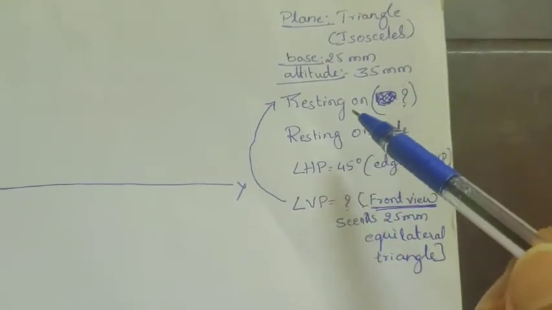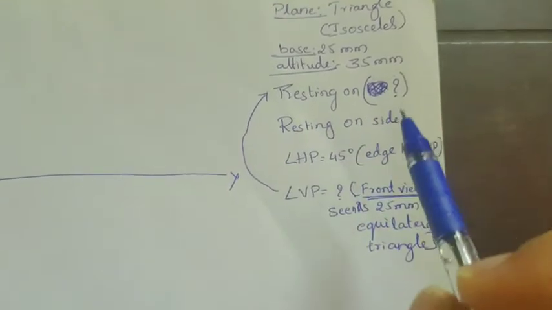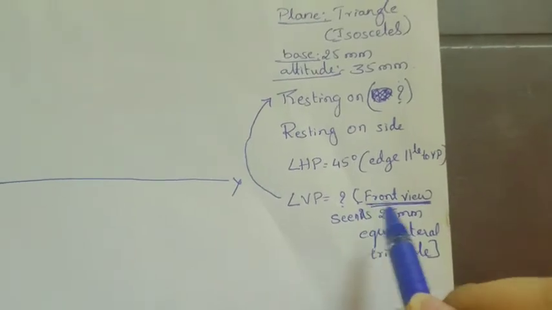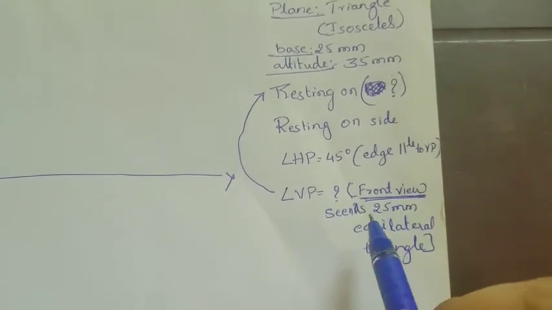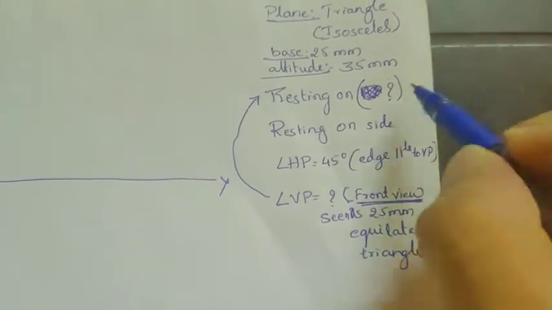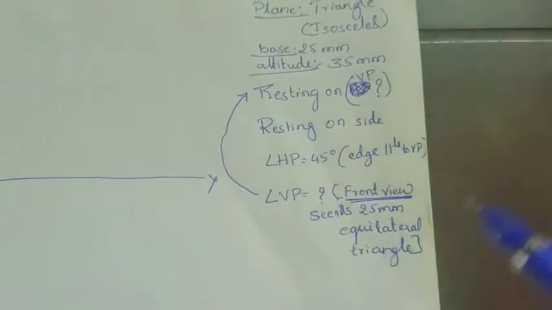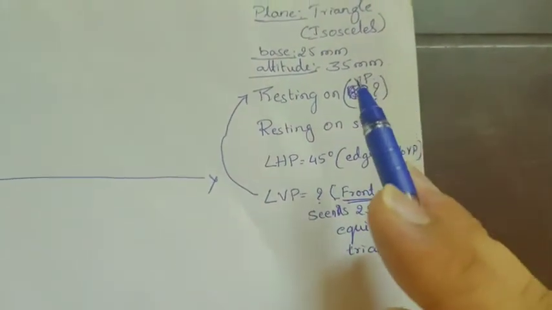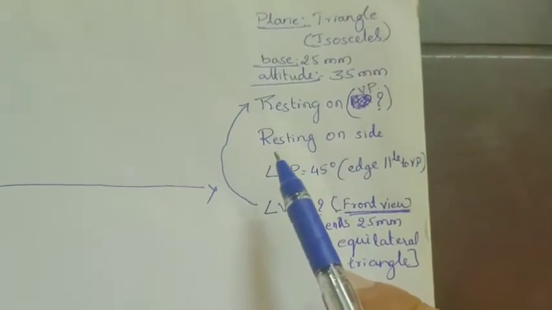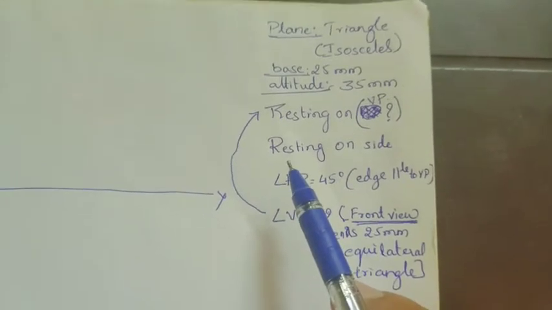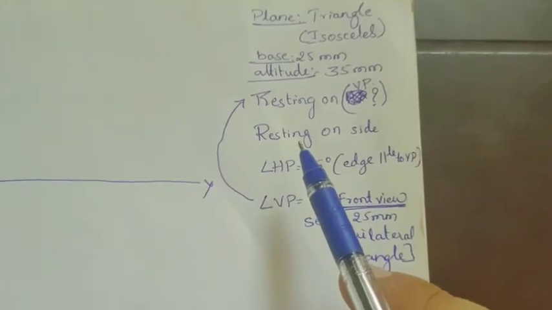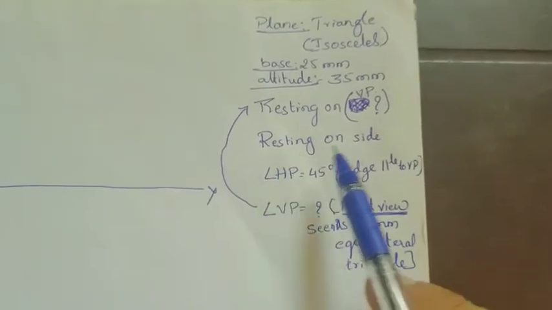In this problem, resting on HP or VP is not given, but something else is given: that the front view is seen as a 25 mm equilateral triangle. So when the word front view comes, it will be resting on VP. If it is top view, then it will be resting on HP. Then it is given that it is resting on one of its sides, which is perpendicular to VP. So that's why it is resting on a side.